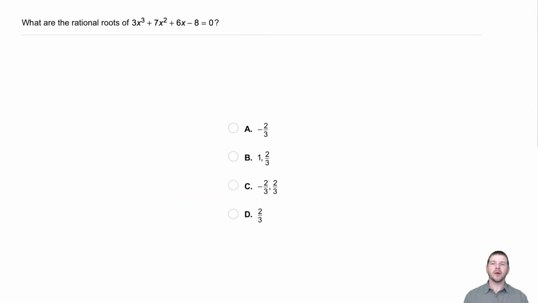Your turn. What are the rational roots of 3x cubed plus 7x squared plus 6x minus 8 equals 0?